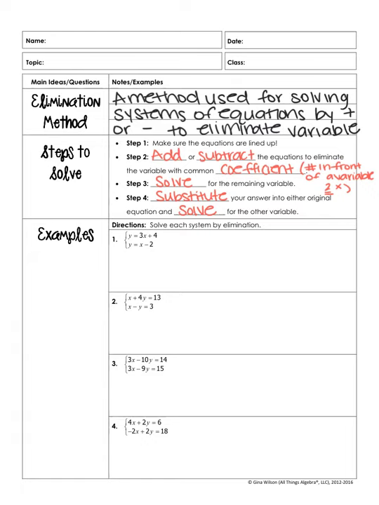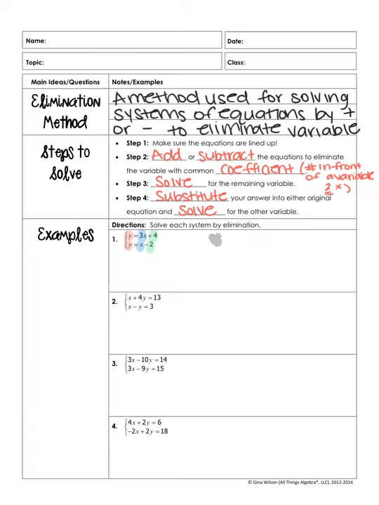So let's do an example. On this first one, it says y equals 3x plus 4 and y equals x minus 2. So notice everything is lined up, right? We have the y on top of the y, we have the x on top of the x, and we have the whole number by itself on top of the whole number by itself. So everything is lined up. So that's step 1. Then step 2 is to add or subtract the equations to eliminate.